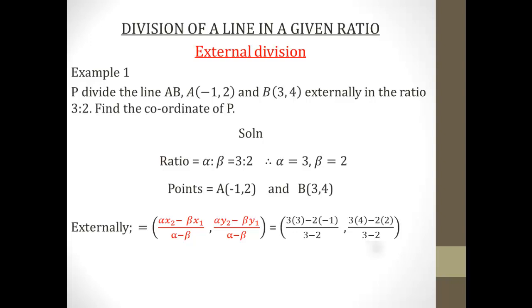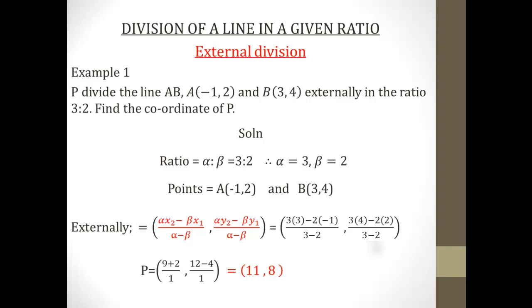So we know alpha, we know beta, we know our x1 to be -1, and then we know our y1 to be 2, x2 to be 3, and then y2 to be 4. So you just input your values: 3 times 3 is 9, then you have plus 3 on 1, we have 12 minus 4 on 1. So we have 11, 8.